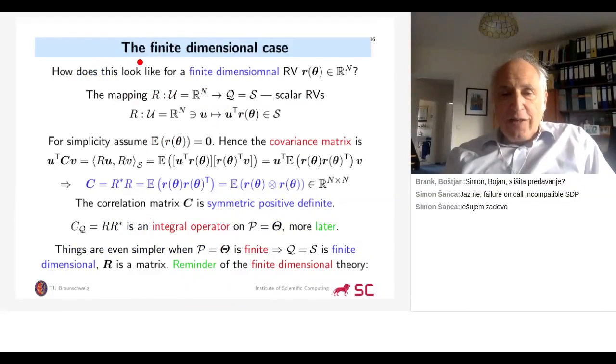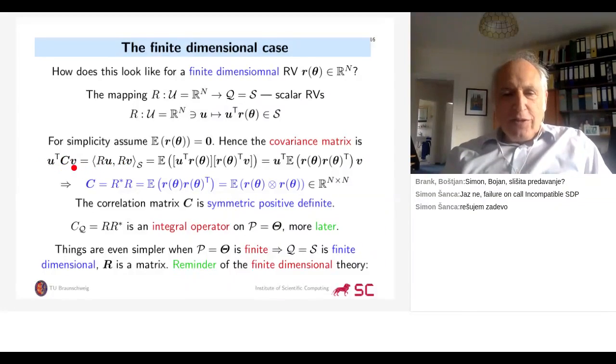So let's look at the finite dimensional case. Assume this is a random vector in some R^n, like our example in the beginning where we had the state of our system depending on random variables and we had n components. Good. And this mapping then looks like this here. We've seen this already. And assume for simplicity that the expected value of this random vector is 0. So then this is the covariance matrix, which is defined by this.